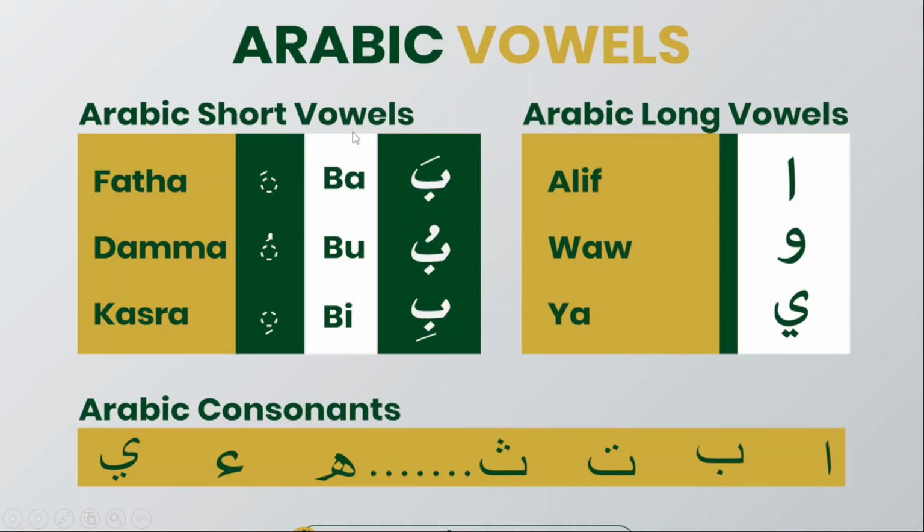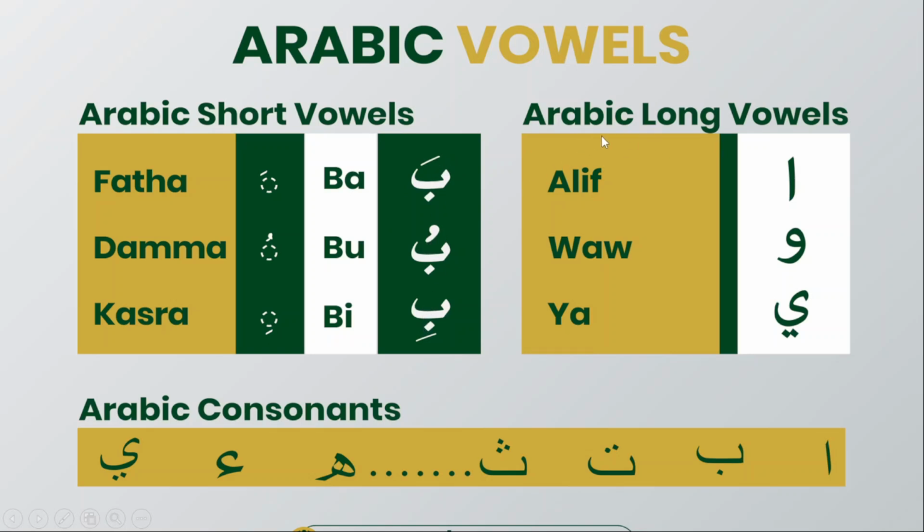So these are the short vowels, which are your fatha, dhamma, and kasra. I hope you can recognize how they look. Fatha is above the letter. Dhamma looks like a small wow on the top of the letters. Kasra is something like this, below the letters. So this is fatha, dhamma, and kasra.